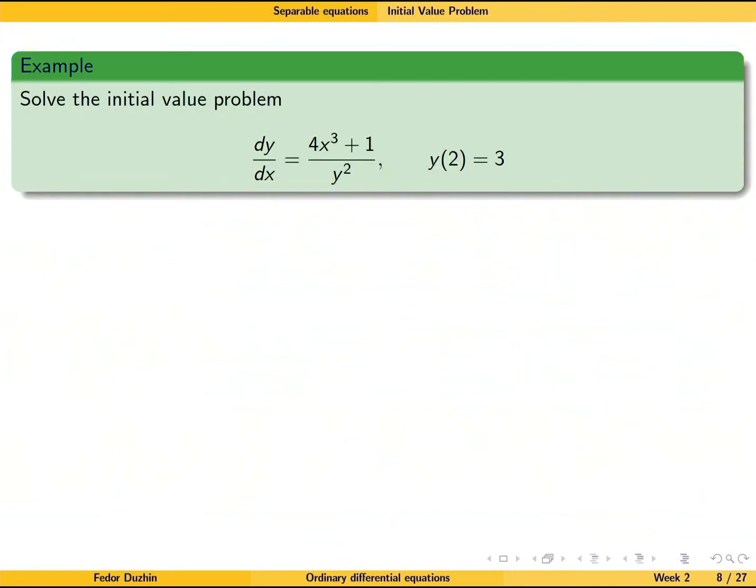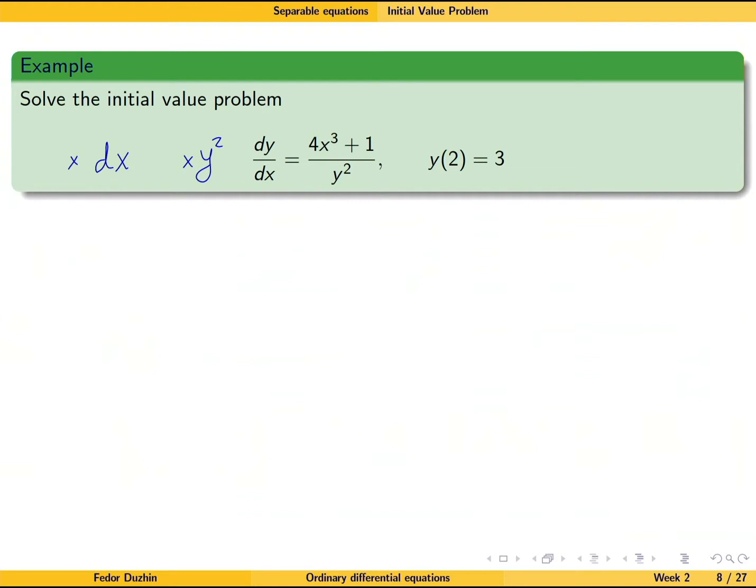Now let's do one more example. Note that now it is an initial value problem. But the procedure is still the same. So in order to move y squared to the left-hand side, we've got to multiply our differential equation by y squared. And in order to move dx to the right-hand side, we need to multiply by dx.